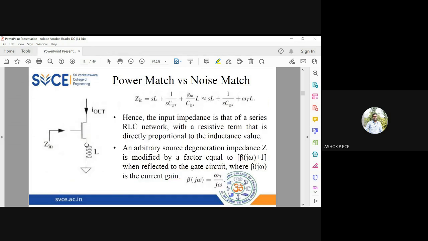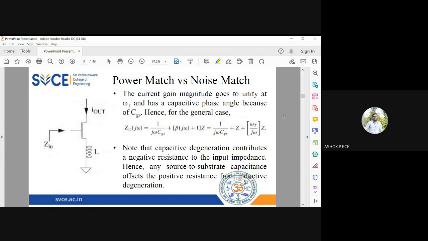So see here at the input side, I have an inductance here, and if you find the input impedance, it is going to be sL plus 1 by sCgs plus, approximately, this. You can see the input impedance is just like an RLC network, and the resistance is proportional to the inductance value. So you can find what is the feedback. It is going to be beta equals omega T by j omega. And if you find the impedance, it is going to be dependent on the inductance. Okay.